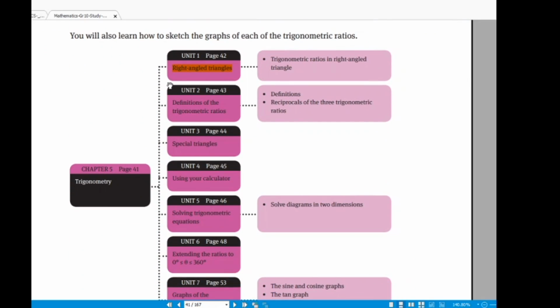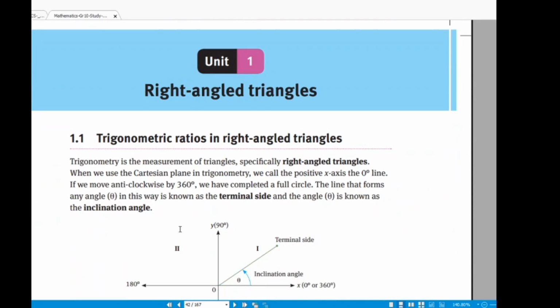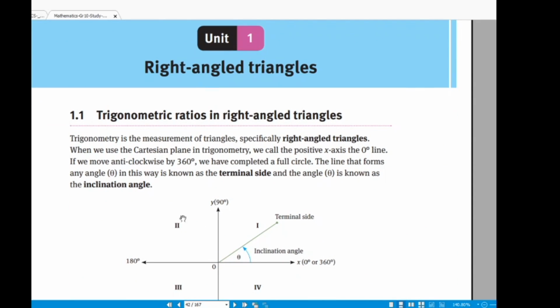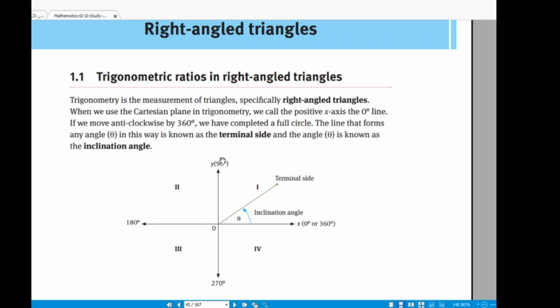The things we will focus on in our study of trigonometry are right angled triangles, definitions or trigonometric ratios, special angles, solving trigonometric equations, and trigonometric functions and graphs. When we talk about a right angled triangle, we are talking about a triangle with 90 degrees as one of its angles, right? So trigonometry is the measurement of triangles, specifically right angled triangles.